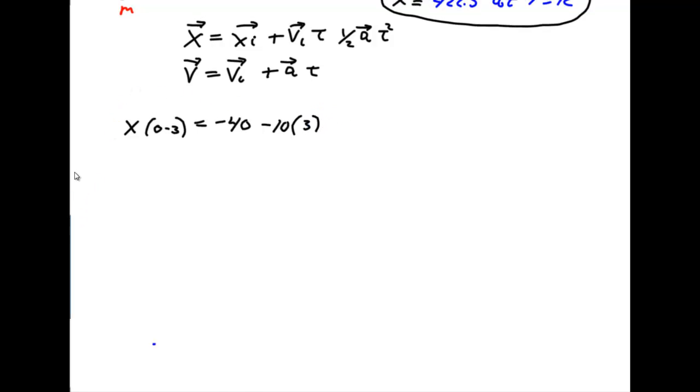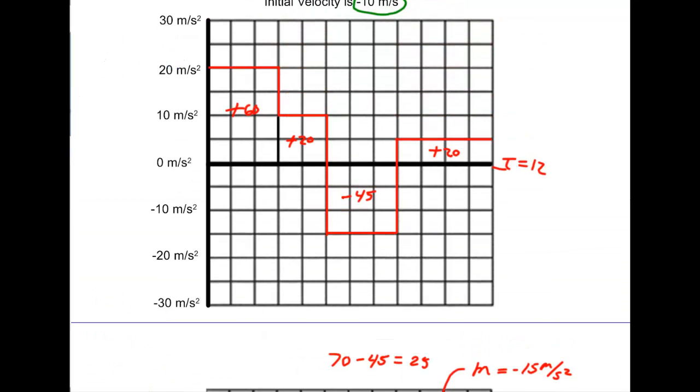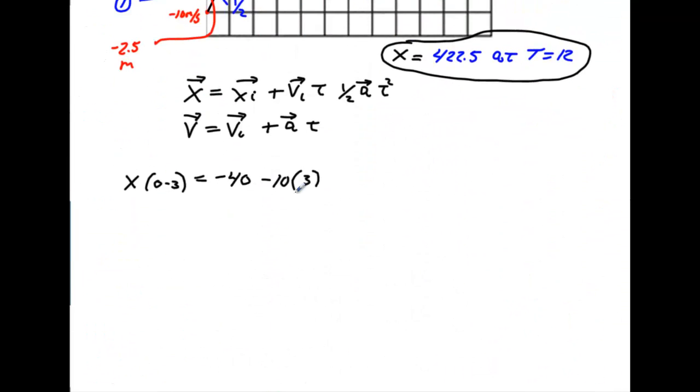And let's see what our acceleration was. We go to our acceleration graph. Acceleration was 20 right here. So we go plus 1/2 times 20 times 3 squared. When we do those numbers, that gives me -40 minus 30, that's 1/2 of 20 which is 10, plus 90. Add those together, and that gives me a position of 20 meters.